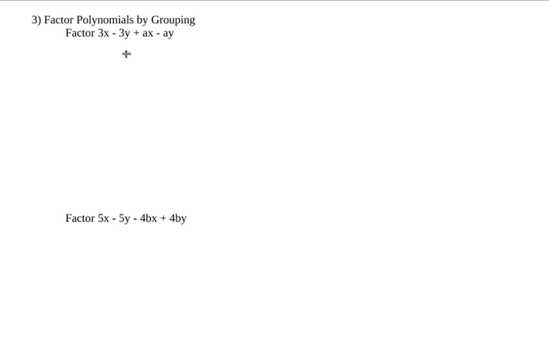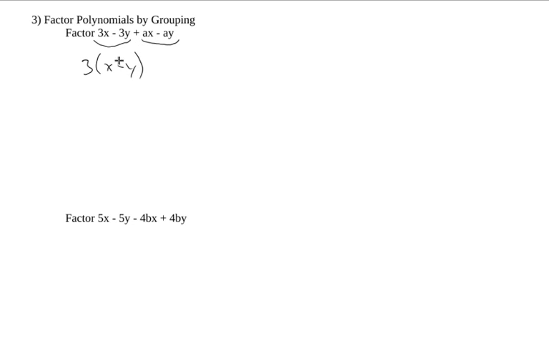by grouping. But how factoring by grouping works is we're going to group the first 2 terms together and the last 2 terms together. And we're going to factor the greatest common factor out of each of these groups. So 3x minus 3y here, my greatest common factor is 3. And when I factor that out, I'm left with x minus y.